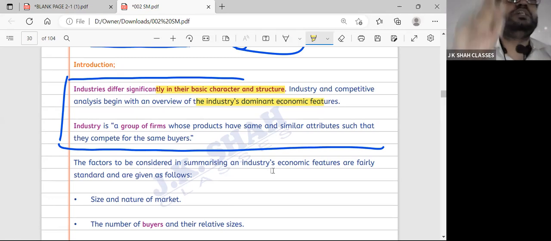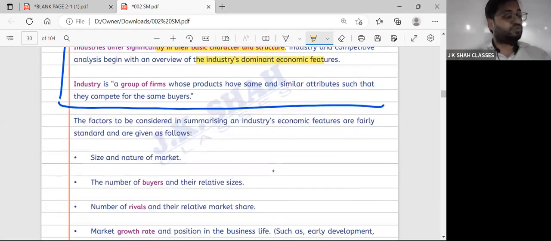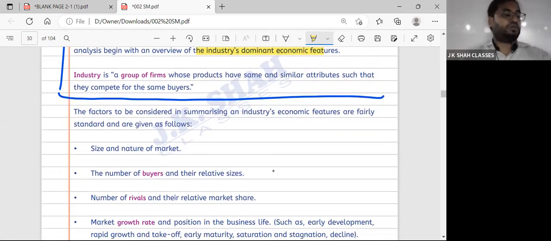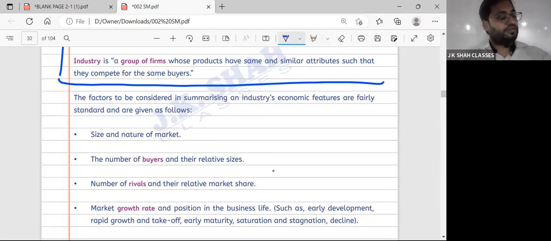How many points? 14 points, and you need to remember all the 14 points for me. Will you be able to do so? Yes. What is the first point? Look at this, one sentence. Size and nature of market.